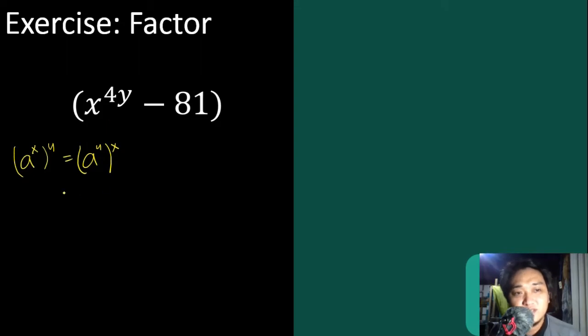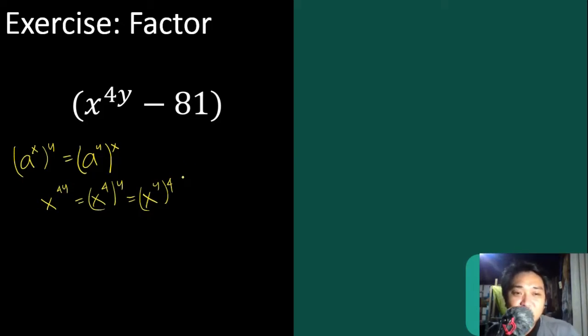So, in this case, x raised to 4y, that is also the same as x raised to 4 raised to y, that is also the same as x raised to y raised to 4. O, so kung ganyan lang naman pala, pwede natin kunin diretso yung kanyang square root. At pagka kinuha natin yung kanyang square root, all we have to do is to divide 4 by 2.